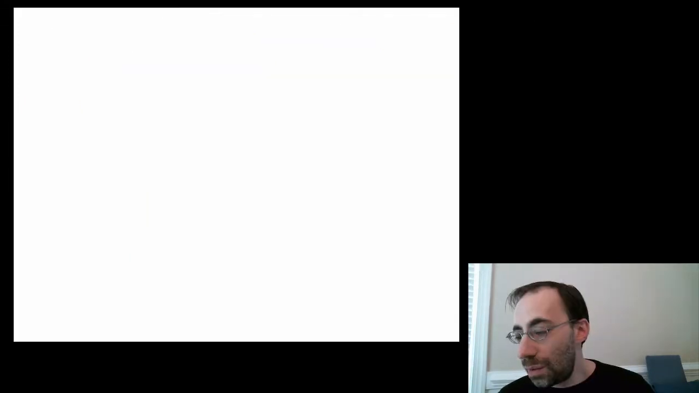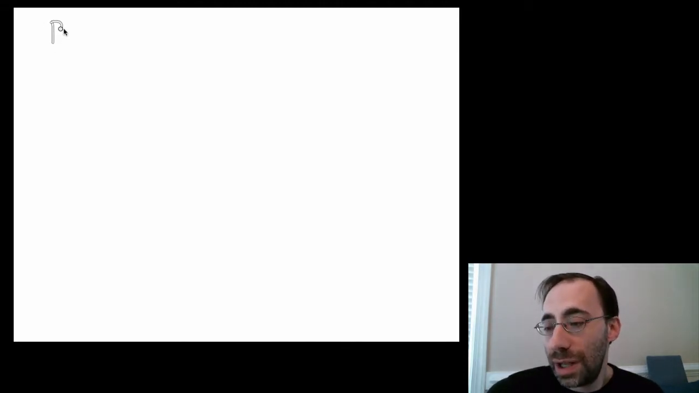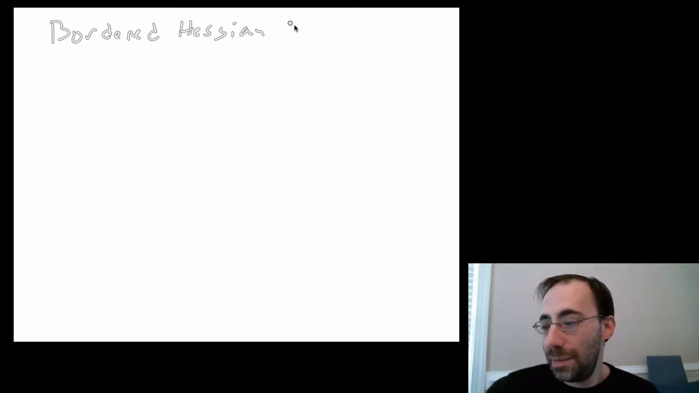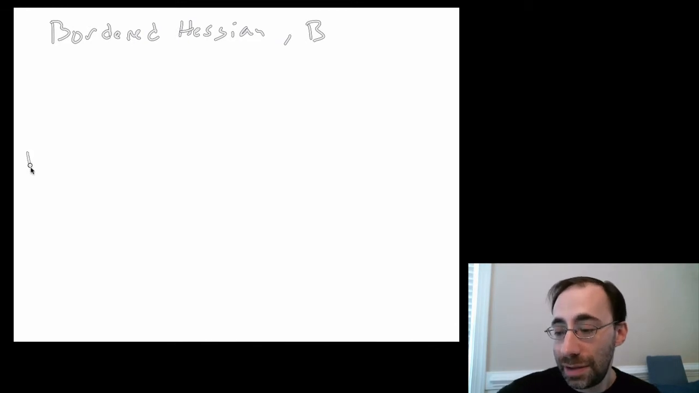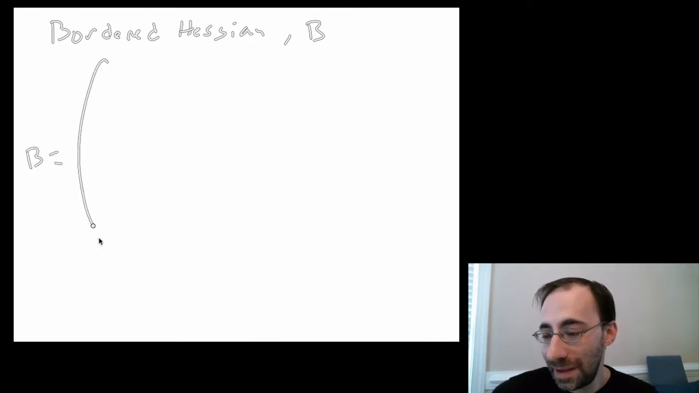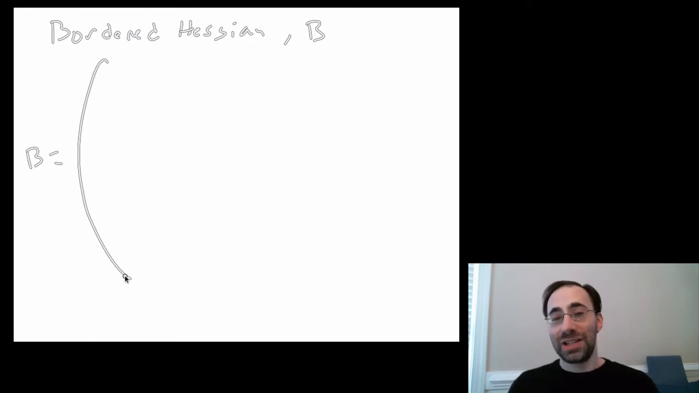Recall that in the case of an unconstrained optimization problem, we're interested in looking at the Hessian and whether the Hessian is positive or negative definite. In this case, we're going to do something similar, but instead of a Hessian, we're going to use a bordered Hessian. I'm going to call that B. Now B here is a bigger matrix, sometimes much bigger, that basically borders the Hessian, which is going to be in the lower right-hand corner, with derivatives. The second derivatives are related to the constraints and the Lagrange multipliers.